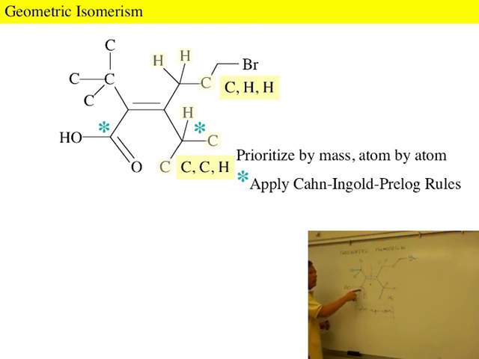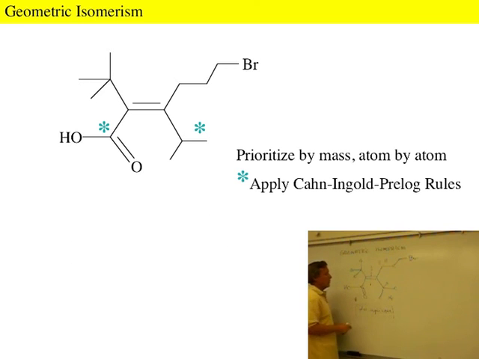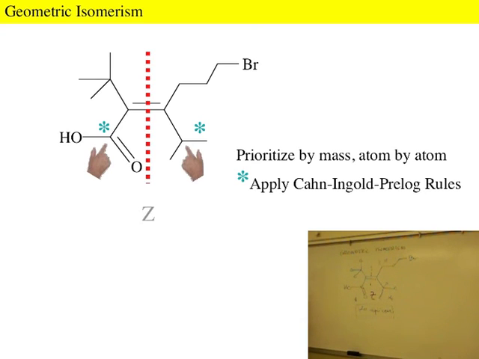Over here, we didn't have a tetrahedral center, so we had to do the split and duplicate, where we said this carbon, in our mind, has an additional oxygen, and this oxygen has a carbon attached. Thus, our 2 highest priority groups are on the same side. Thus, again, this is going to be a Z geometric isomer. I hope you found this to be helpful.